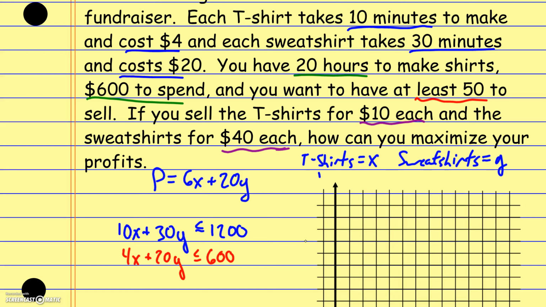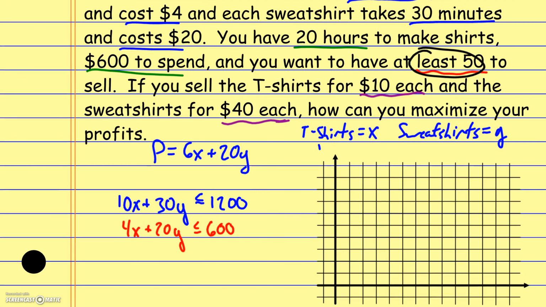Then there's one other restriction I'm given: the fact that I want to make at least 50 t-shirts and sweatshirts combined. Again I'll use a different color here. That says X plus Y has to be greater than or equal to 50. We want to have at least 50 of these things to sell. So these are the three restrictions that are obvious.